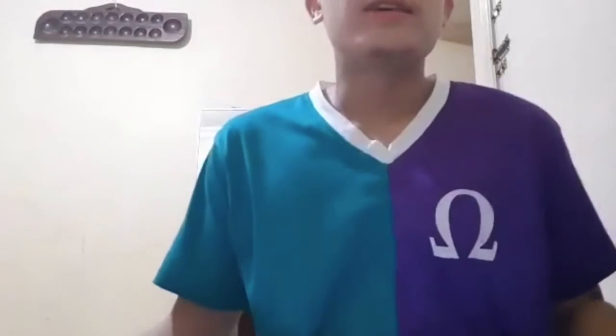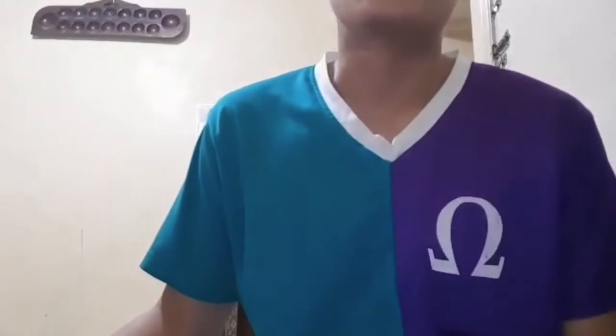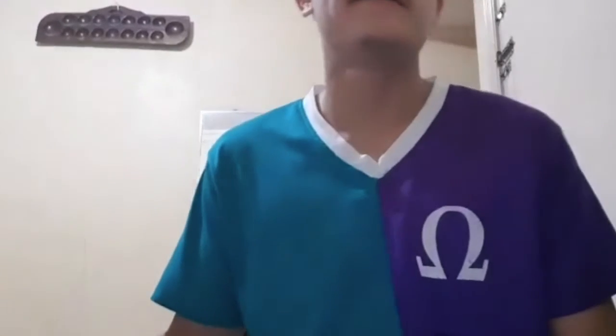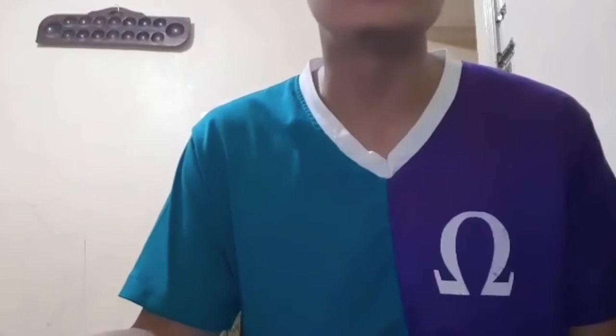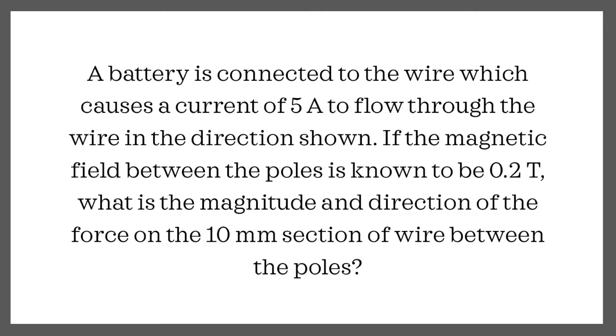Hello guys, so this is an example or a problem on force on a wire. Let me read it for you. The figure shows a wire running through the north and south poles of a horseshoe magnet. A battery is connected to the wire, which causes a current of 5 amperes to flow through the wire in the direction shown. If the magnetic field between the poles is known to be 0.2, what is the magnitude and direction of the force on the 10 mm section of the wire between the poles?